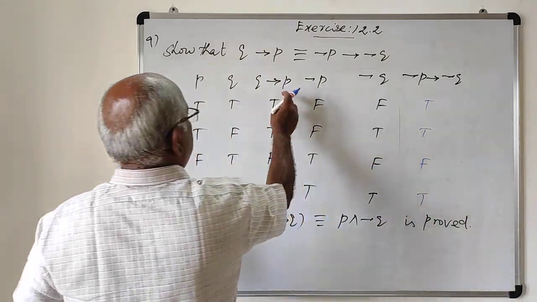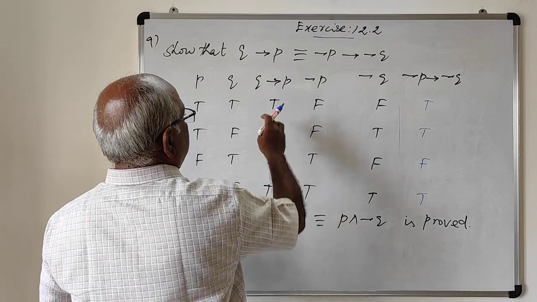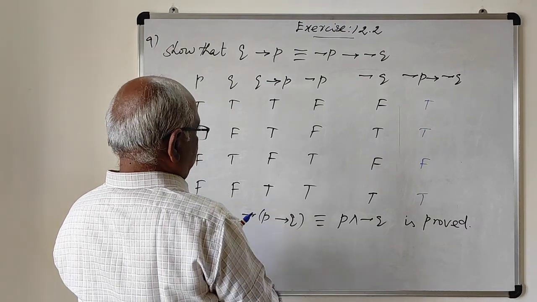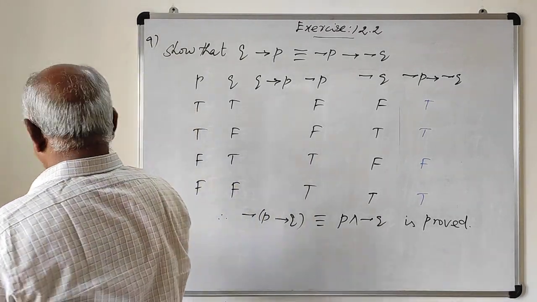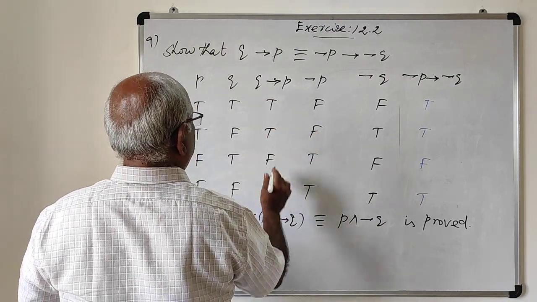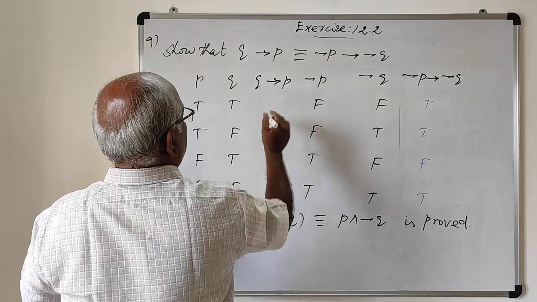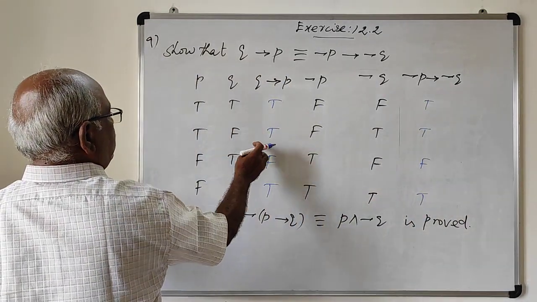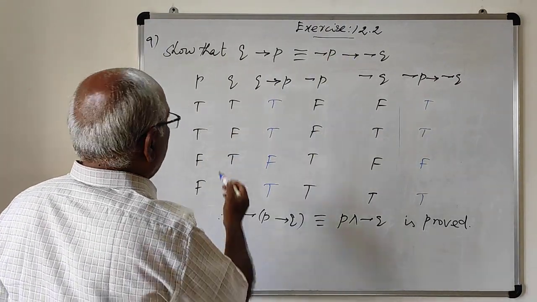See the column Q implies P: T, T, F, T. So here also T, T, F, T. This is also Q implies P: T to T, F to T, T to F is F, F to F is T. T, T, F, T. So columns Q implies P and negation P implies negation Q are one and the same. Therefore, the given statement is proved.